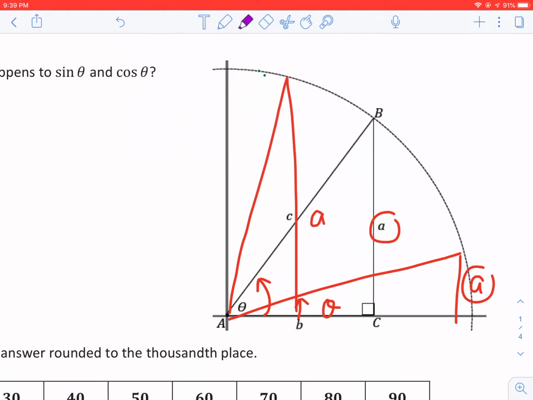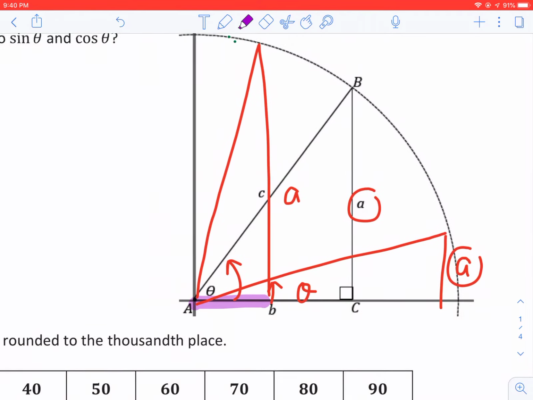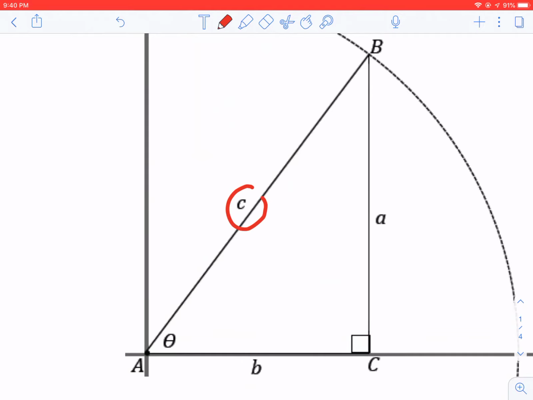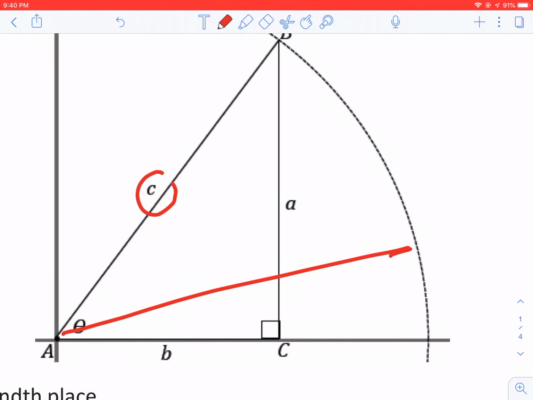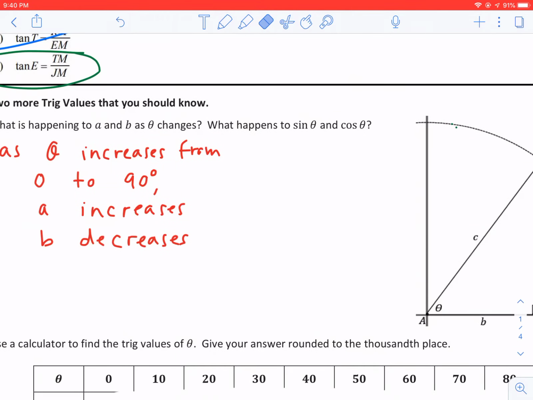And at the same time, we can see this value of B here, quite large. As theta increases, it gets a little smaller. And as theta increases again, it gets smaller. Right, and the hypotenuse, by the way, is always the same. That's staying C, a constant, because when I draw my triangles, that's always the radius of the circle. All right, so as we go from 0 to 90 degrees, what's happening to sine theta and cosine theta?